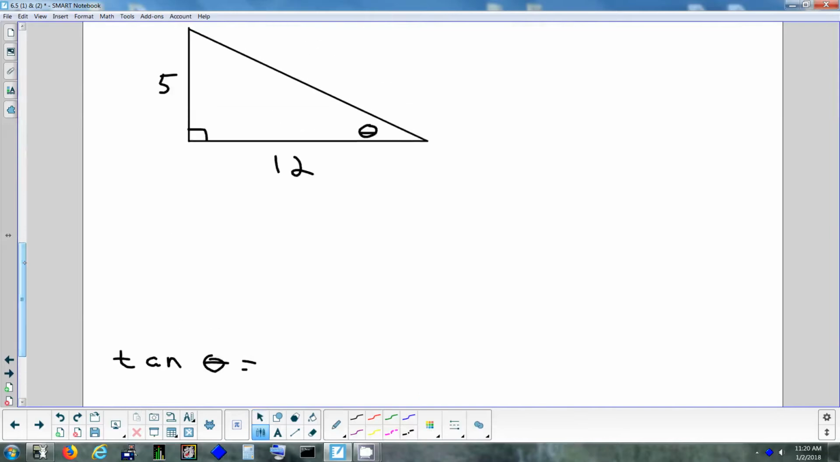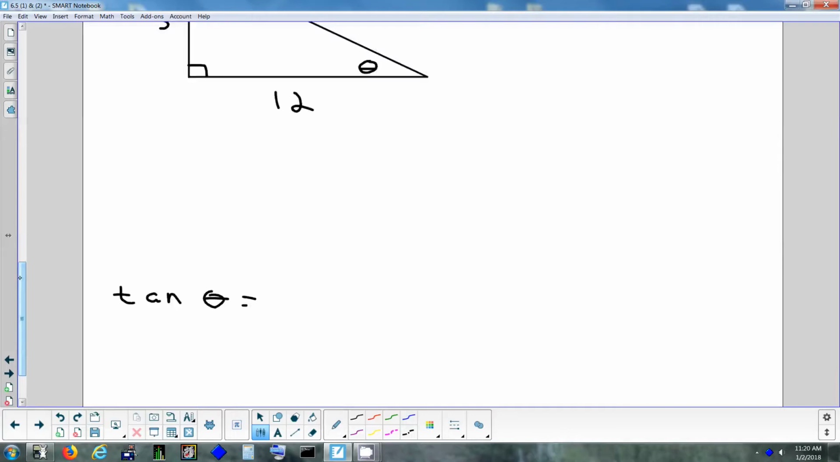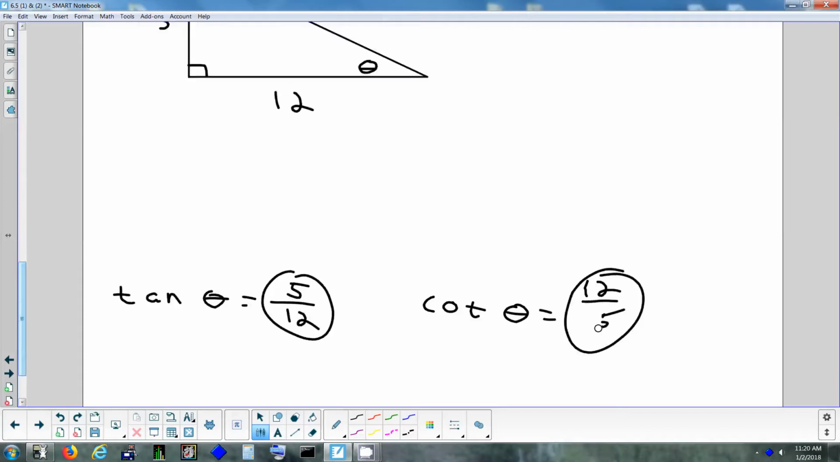Andrew, what's the tangent? 5 over 12, yep. And if we know that one, then the cotangent. Josie, what's the cotangent? 12 over 5. Now, if they want anything else, which they do, we gotta find the hypotenuse.